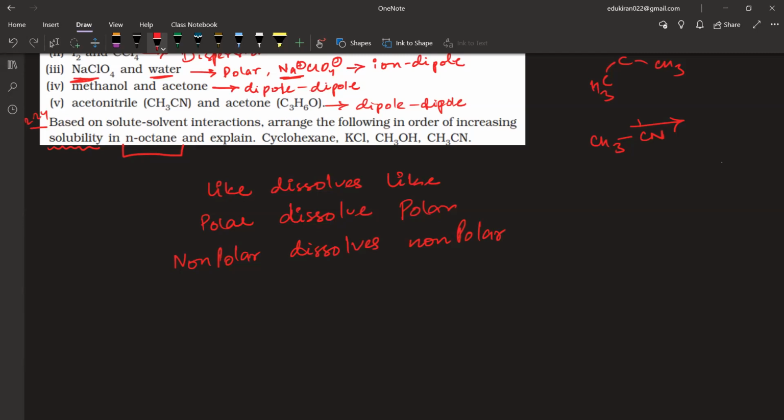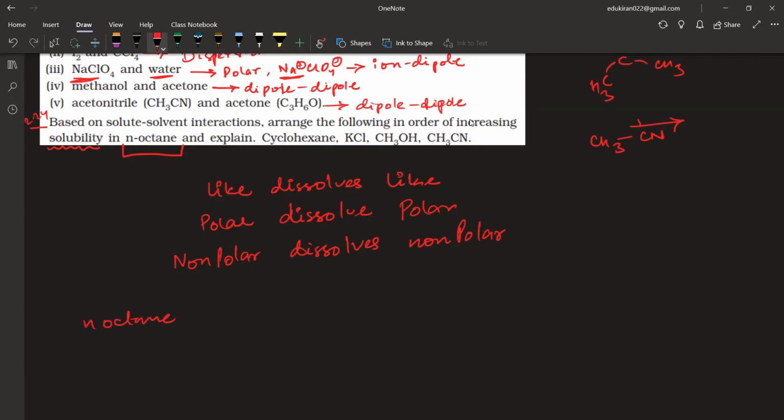Any doubt? So what is the question? Read it loudly. Based on solute-solvent interactions, arrange the following in order of increasing solubility in N-octane and explain. क्या बोल रहा है? In? Okay, sir. Got it? Yes, sir. आ गया समझ में? Okay, thank you. So now we have N-octane.